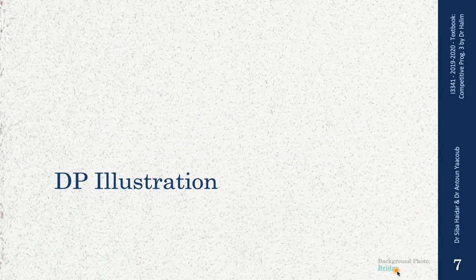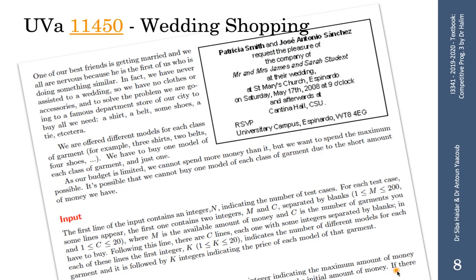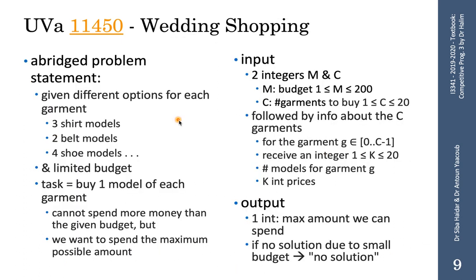We will begin by illustrating dynamic programming and its use and need. For this, we will use as an example to walk along UVA 11450, which is entitled Wedding Shopping. And here we read, one of our best friends is getting married and we are all nervous because the first of us who is doing something similar, and so on. We have to buy garments. And the abridged problem statement is the following.